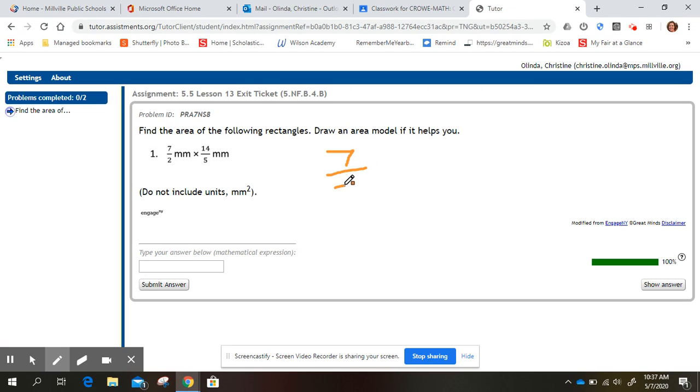So 7 halves times 14 fifths. And I can cross simplify the 2 and the 14 by 2. If I divide each by 2, 14 divided by 2 is 7. And that makes it much simpler to multiply because 7 times 7 is a fact that I know. It's 49. And then 1 times 5 is 5. Now remember, I can't leave that bigger number on top, so it'll need to fall into the house.